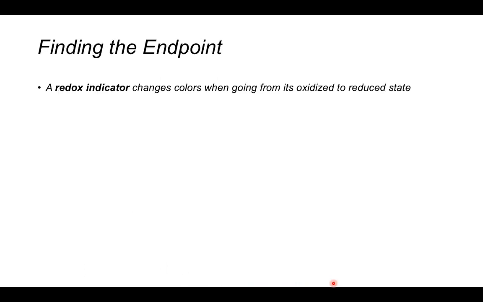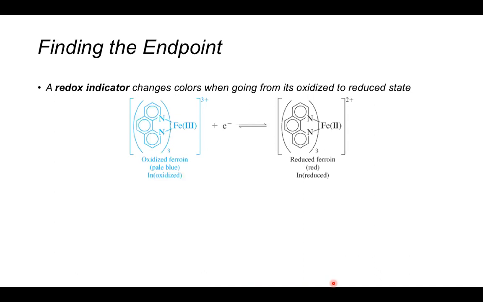Okay, so finding the endpoint then. A redox indicator changes colors when going from its oxidized to reduced state. Here is an example of one of those. We have oxidized ferroin. This is pale blue, and this is when the indicator is oxidized. Whenever it's reduced, it's going to be red in color. This is the iron here. Whenever we reduce the iron 3 to iron 2, it goes from blue to red.